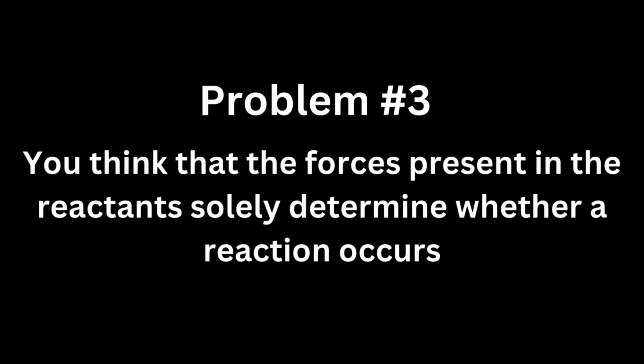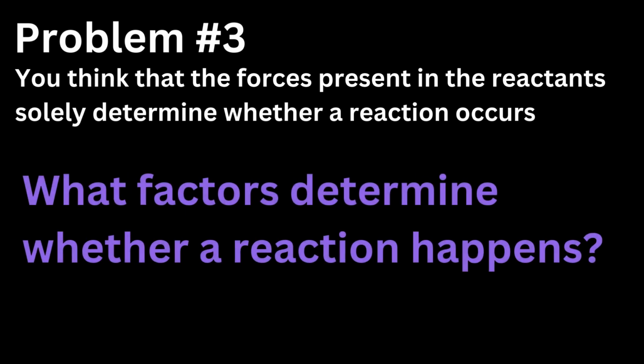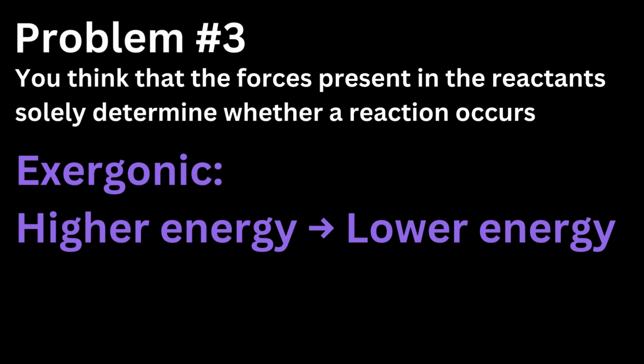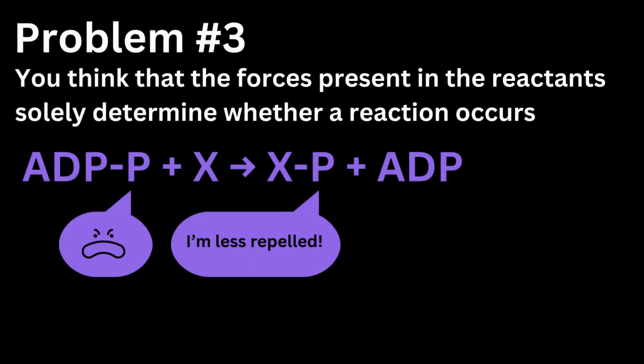Problem number 3. You think that the forces present in reactants solely determine whether a reaction occurs. Write down what factors you think influence whether a reaction happens. If ATP is positioned correctly with another reactant by an enzyme, they can react and end up in a lower energy state, which is related to them being more stable than before. If the reactant repels phosphate less than ATP, it's likely that the phosphate group will transfer.